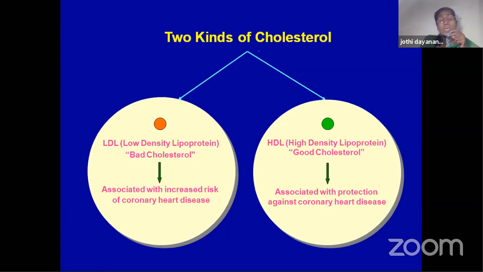So this is the only thing: you need to have the ratio. So what is good cholesterol? It is high density lipoprotein, which helps you get away from heart attack or coronary diseases, etc. So this is the difference between the two, low density and high density lipoprotein.